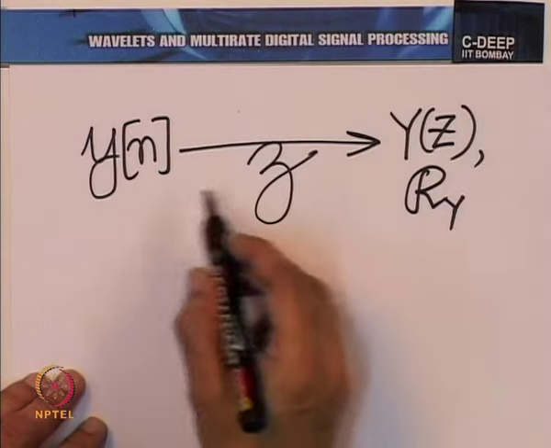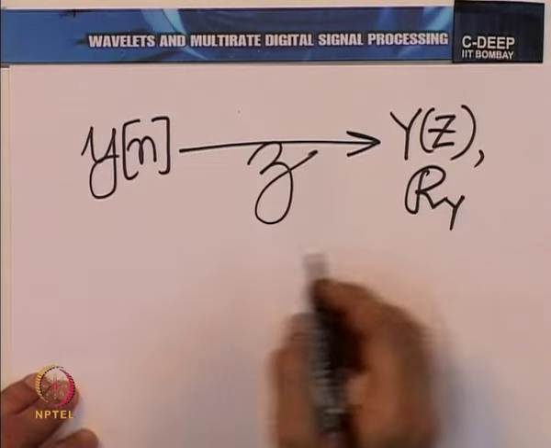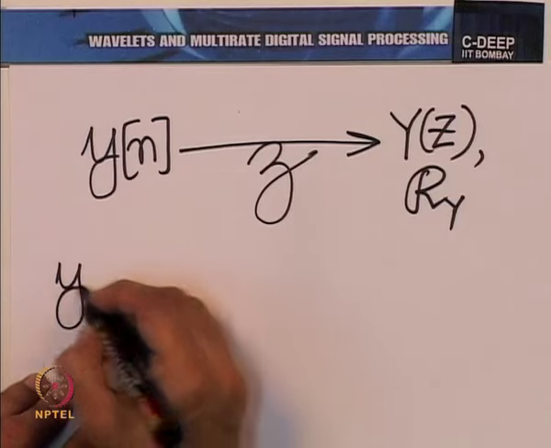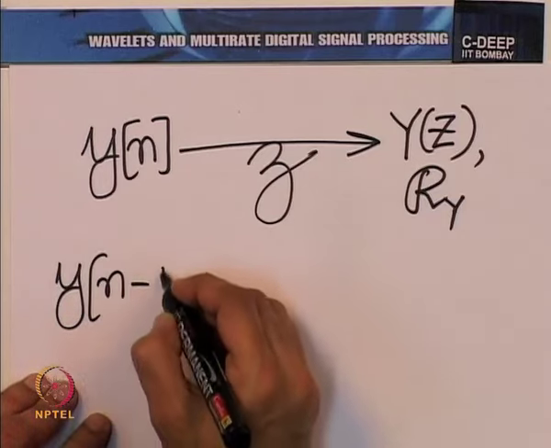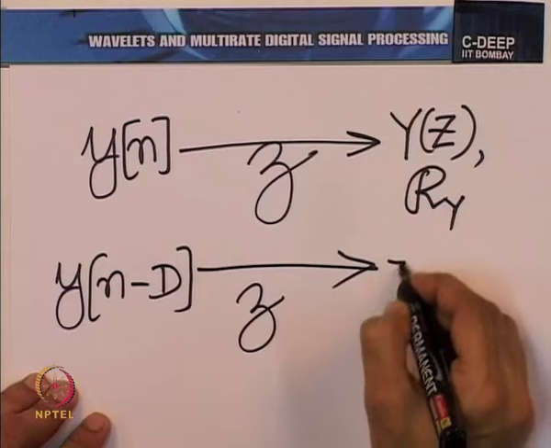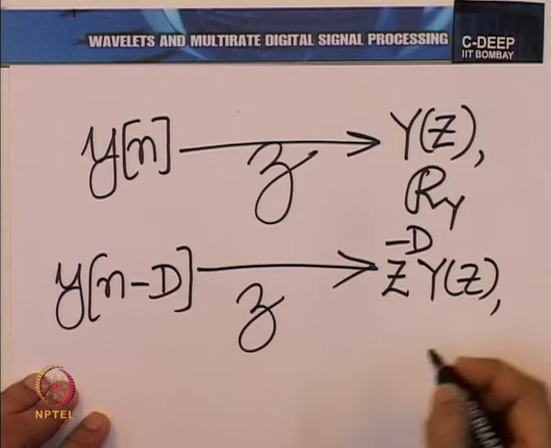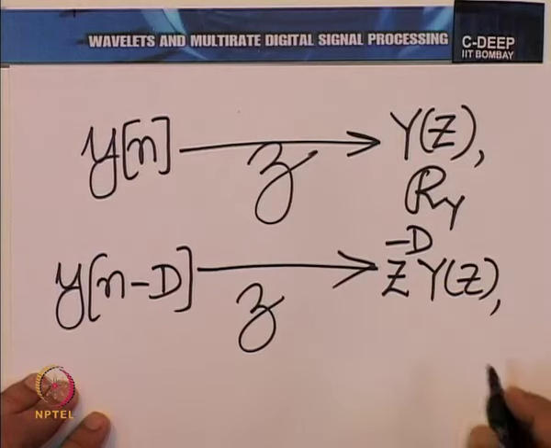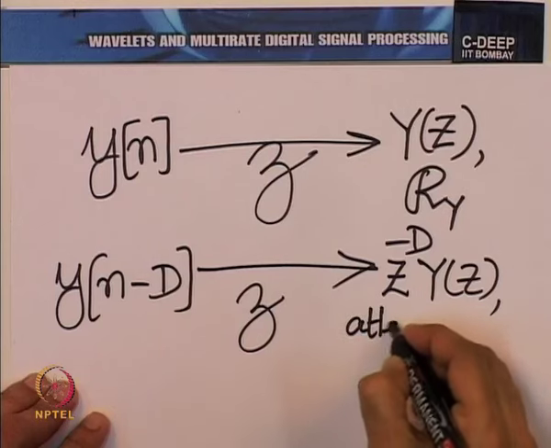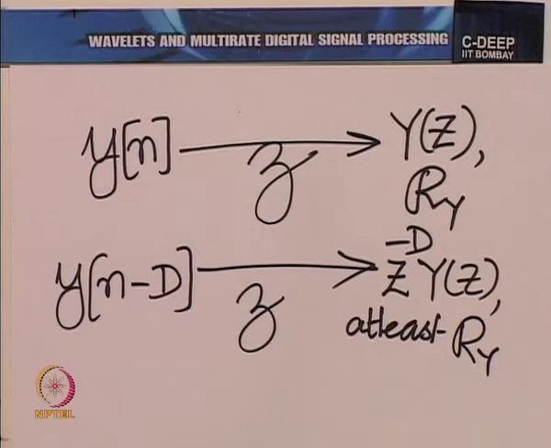So, if y of n has the z transform given by Y of z with a region of convergence R y, then y of n minus d has the z transform given by z raised to the power minus d times Y of z, and the region of convergence is at least R y, if not more. Sometimes the region of convergence might expand a little beyond R y.